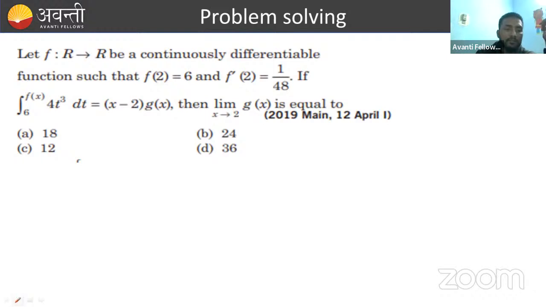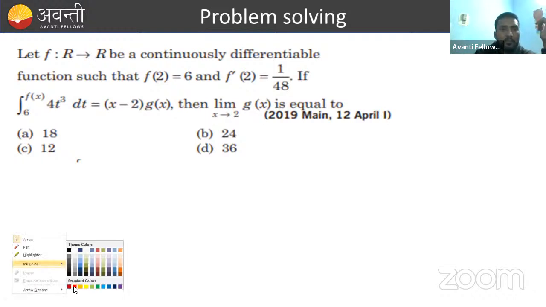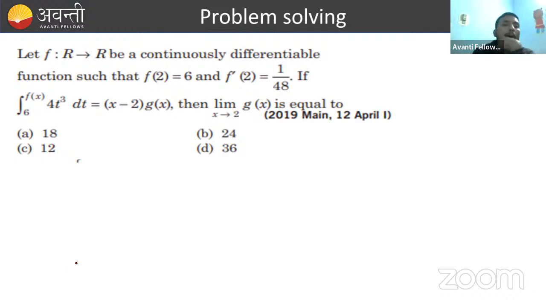Okay, so now we will move to the next question, this one. We have a function f from R to R, which is continuously differentiable. It is continuous and also differentiable. They have given the f of 2 value and the f dash 2 value, that is 1 by 48. And there is an expression already given, and we have to find the limit as x tends to 2 of g of x.